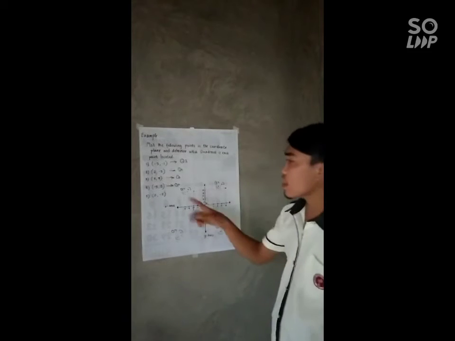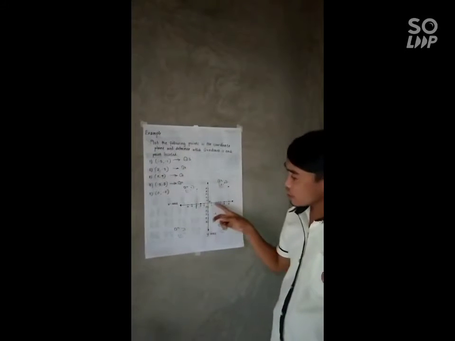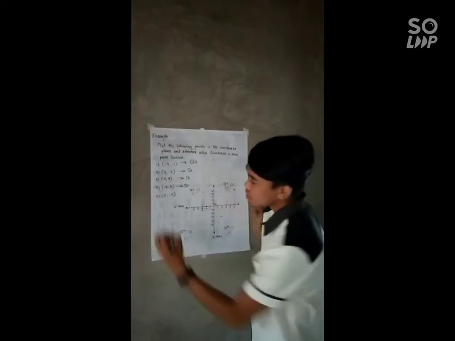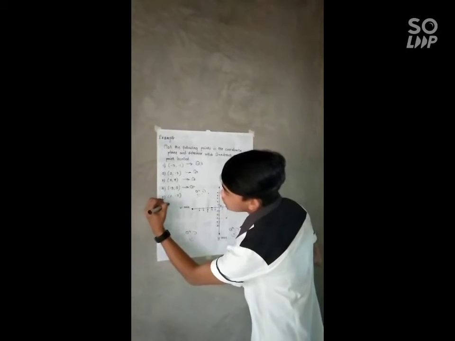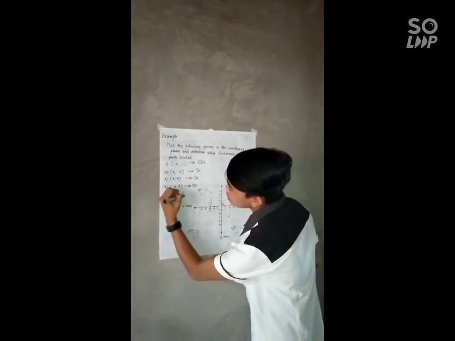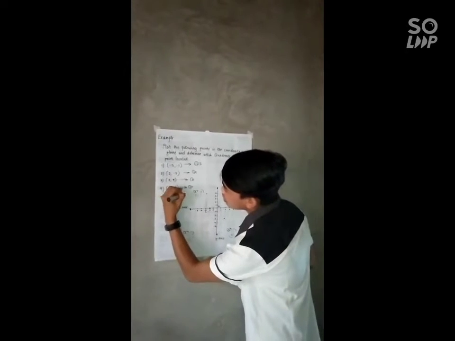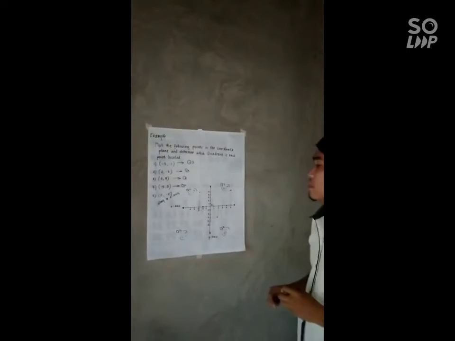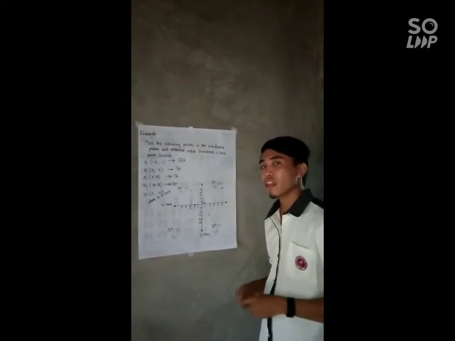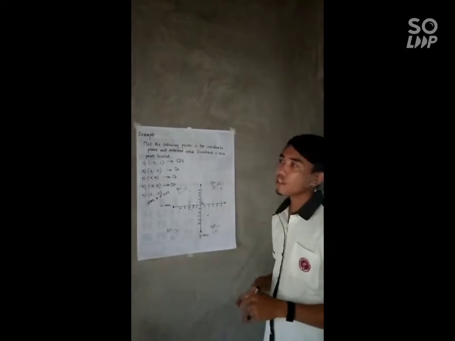So the point lies along the x-axis. Along the x-axis. So that's it. And next is the distance formula.